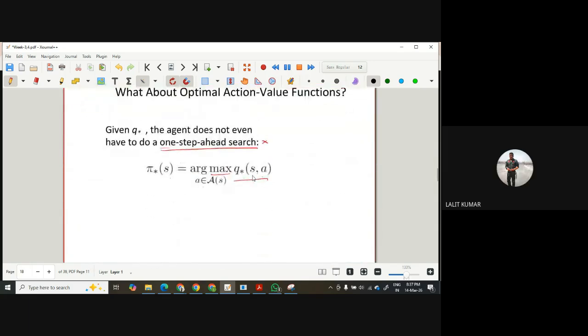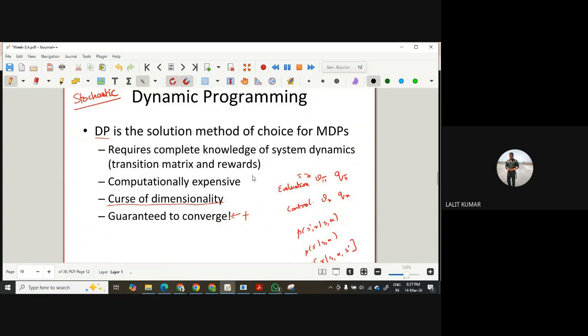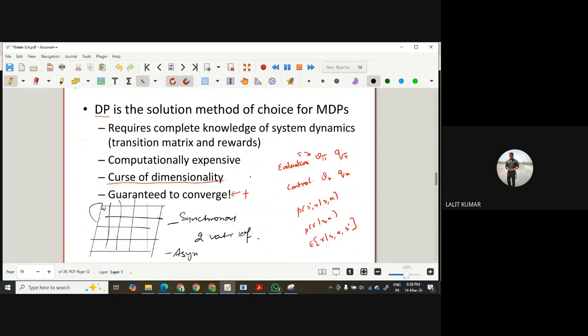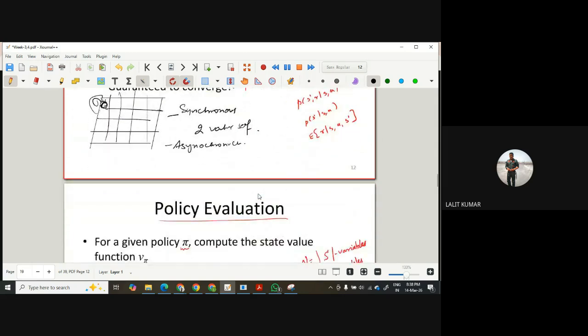Okay, this is one example. Now DP, dynamic programming, is guaranteed to converge. What we do is keep copies of the value function at every step, and in the next step we use it to update. So in the synchronous version, we keep two value functions. The second one is the asynchronous, also known as in-place, which was demonstrated during that demo. In that we keep only one value function and use it inside the loop. So it happens in the asynchronous.